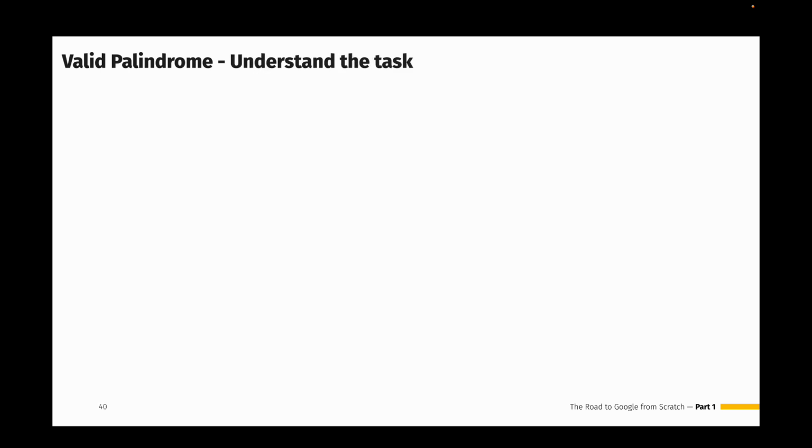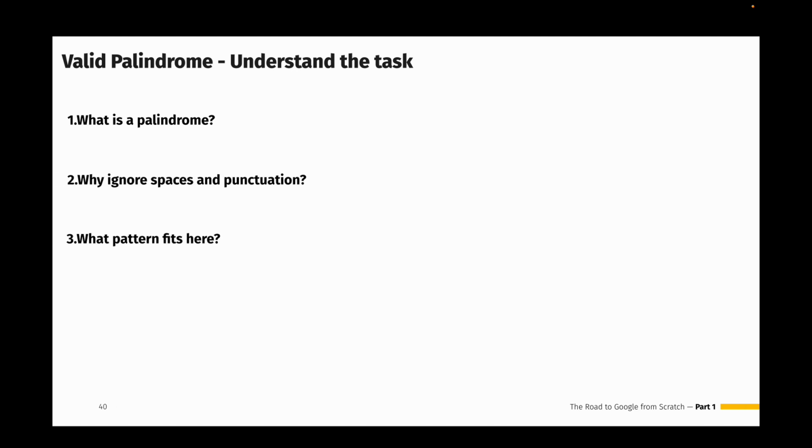So now let's go and answer some questions. I hope it will help you better understand the task, and maybe it will be easier to solve this task by yourself. Let's check what kind of questions. What is a palindrome? Why do we need to ignore spaces and punctuation, and what pattern or technique can be used here in order to solve this task? So I suggest you think a little bit and answer these questions by yourself, but let me do it right now.